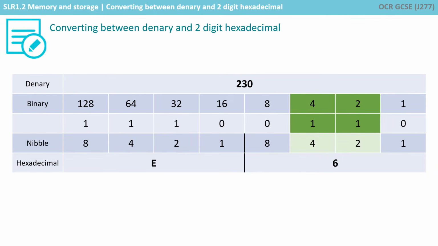In the right nibble, we have a 4 plus a 2, which is 6. And in hex, that is simply 6. So 230 in denary is E6 in hexadecimal.